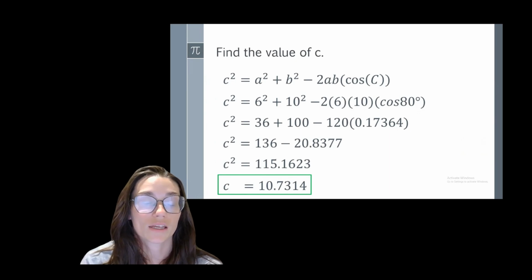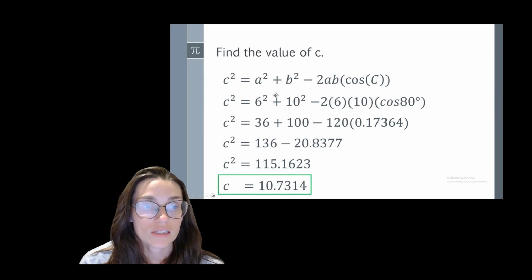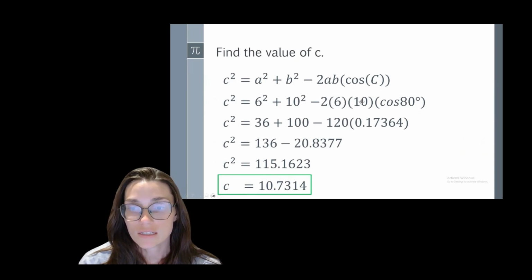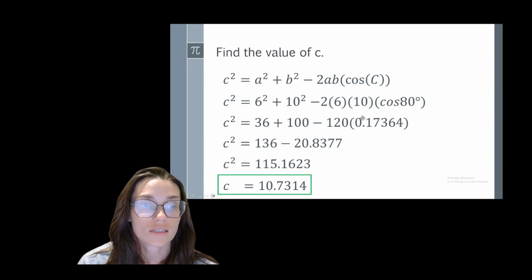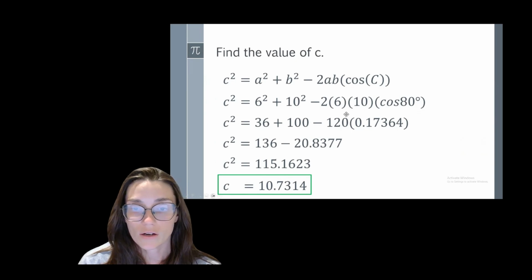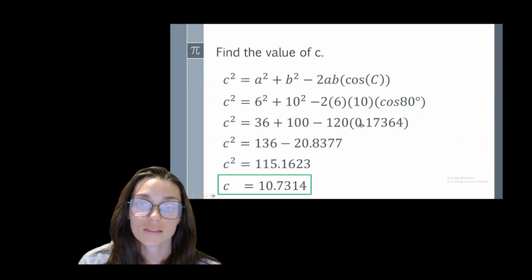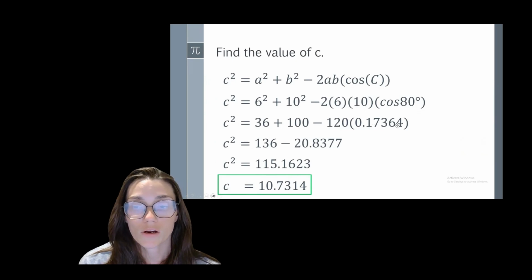In that case, like I said, we're going to use a side-angle-side equation. So I plugged in the numbers. C squared equals 6 squared plus 10 squared minus 2 times 6 times 10 times the cosine of 80 degrees. If you plug all of this into your calculator, I broke it down to where each one was squared. 120 is 2 times 6 times 10. And then the cosine of 80 degrees is 0.17364. Make sure that your calculator is in degrees.